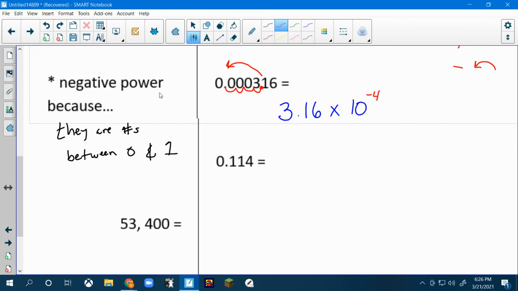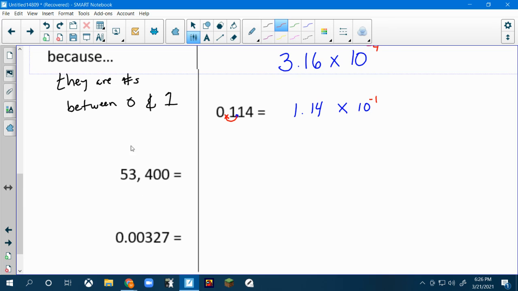Okay, let's try another one. 0.114. I'm going to put my decimal here to make it a number between 1 and 10. So I'm going to have 1.14 times 10. And let's count. Go back. Oh, only 1 this time. So I'm going to do 1, but not just 1, a negative 1. Because it's a number between 0 and 1.